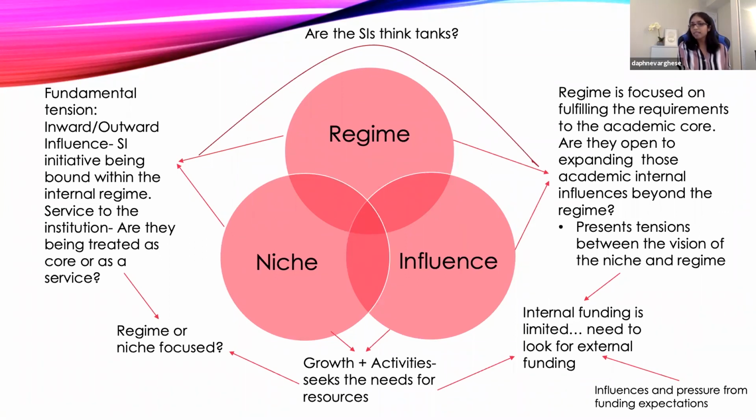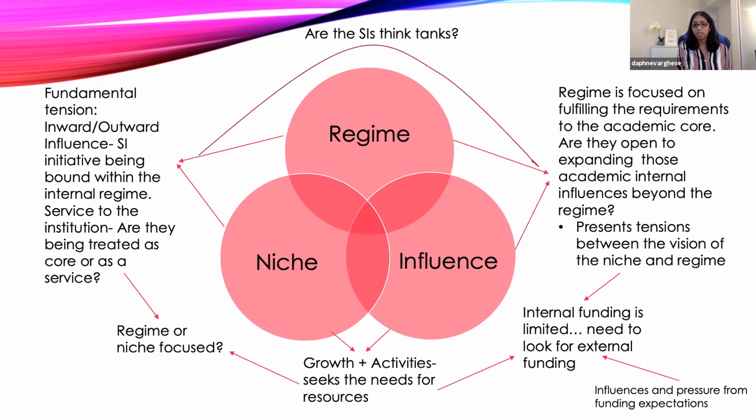So the reason I ask this question is because of the interconnection between these three elements that are very significant to SI initiatives, which include the regime, the niche, and the influence aspects that the SI initiative needs to consider. In the case of C1 and C2, the unfolding of the SI initiatives as they progress within the institutional regime is a challenging playground.